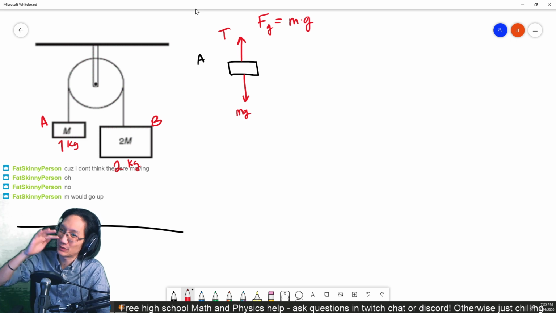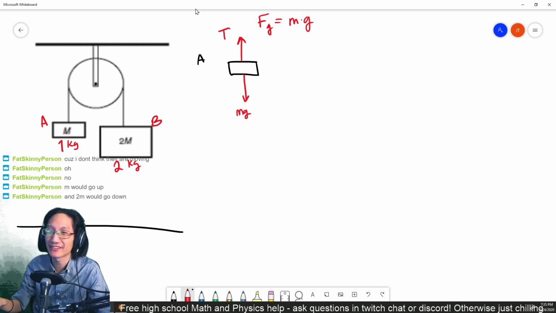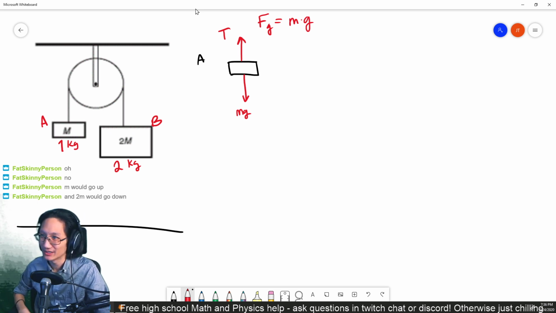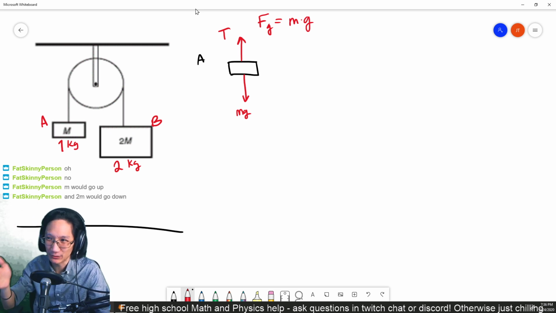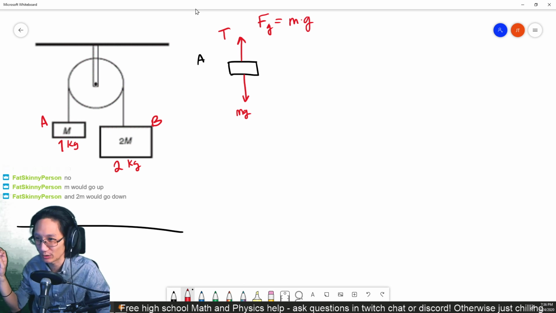Right. So we expect, even before we've done any math, that block A goes up and block B goes down. Right? So we don't have to do any math. We already know T should be bigger than mg. And we can look at the other guy and run a similar analysis, right?